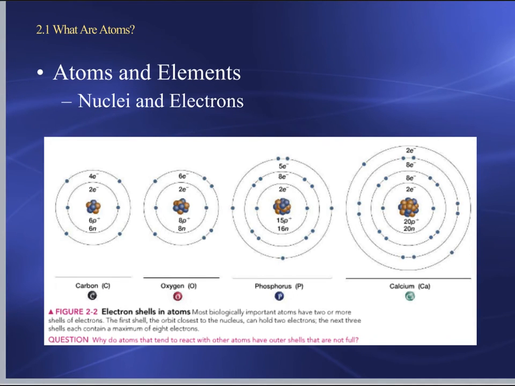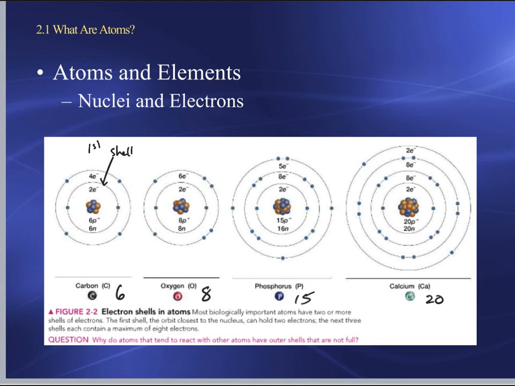So here we have some depictions of some atoms. Carbon is element number 6. Oxygen has 8. Phosphorus is 15. Calcium has 20, in terms of atomic number. If you're paying attention to how this is set up, here's my nucleus for carbon. Notice how the electrons arrange themselves here. The first shell, this is what we're going to call the first shell, the innermost shell.